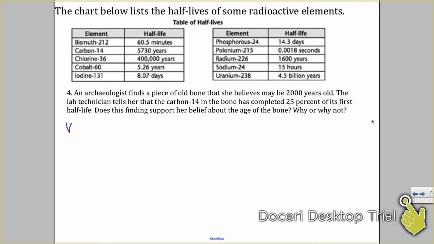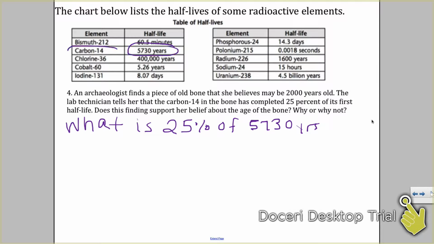So, we need to know what is 25% of, it says, of its half-life. What's carbon's half-life? 5,730 years. And we got that from here. Because carbon's half-life is 5,730 years. So we need to know what's 25% of that, those years, right? Do we know the math term is over a percent over 100? Good. So this is what we're going to use. And this is what I use in my daily life when I'm figuring out bills and figuring out different things. I learned this back in your age, and I still use it.